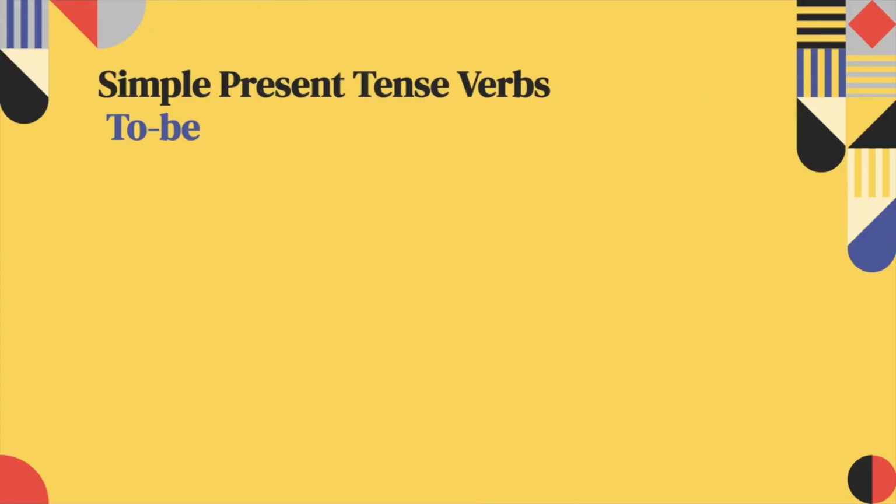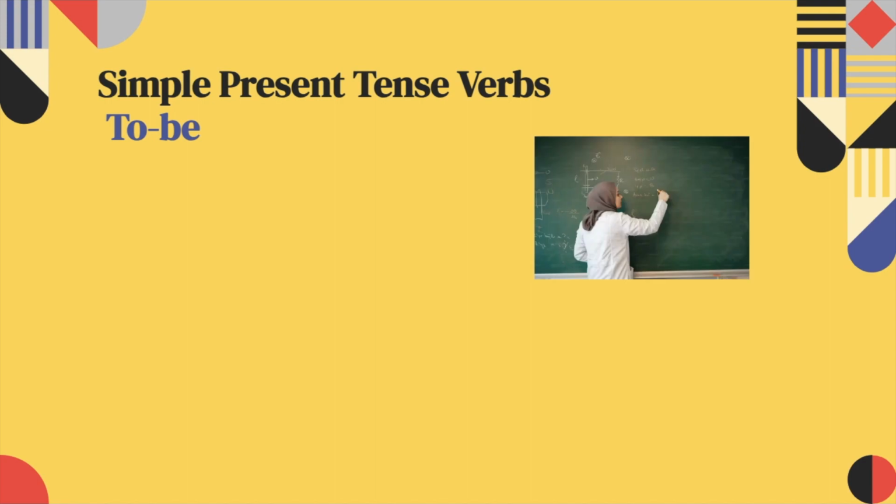So now we'll learn about one of the most used simple present tense verbs, and those are to be. To be verbs are used almost in everyday speech, but they're a bit different than the verbs that we have learned before because their form changes depending on the personal pronoun that we use. Let's look at an example. To describe this picture, we can say, she is a teacher. The verb here is is, and this is one of the forms of the to be verb.